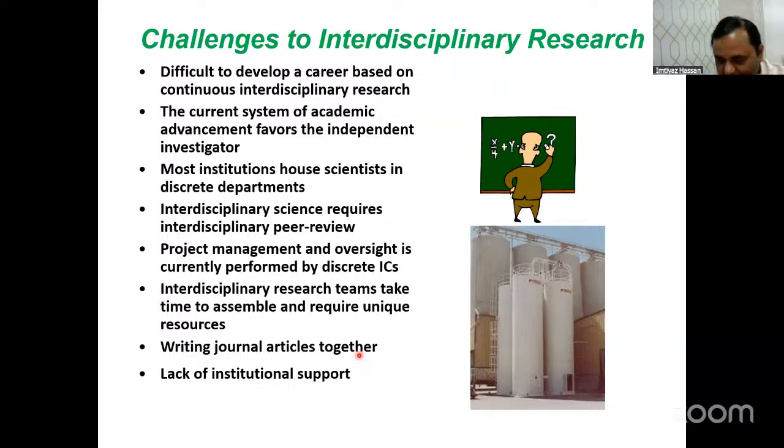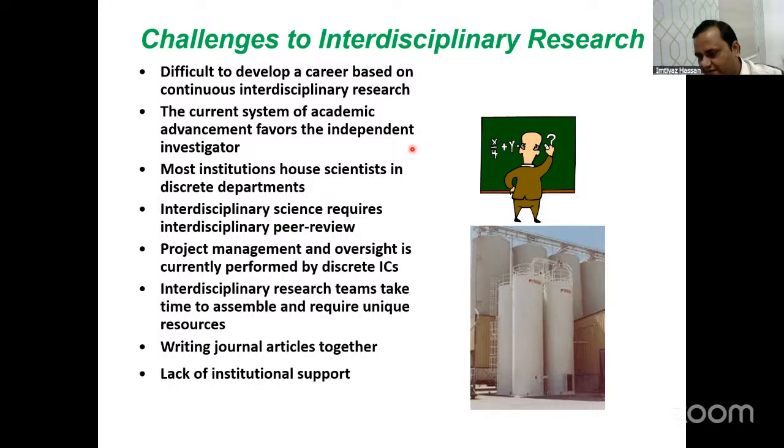Now, the next question: what are the challenges associated with interdisciplinary thinking? It is actually a very challenging subject. It is difficult to develop a career based on a continuously interdisciplinary nature, because if you go for a job, they will ask you which subject was your BSc, which subject was your MSc, and there you will get confused. For many jobs you will be barred from getting an application because you don't have an MSc in chemistry. Although you are a very good material scientist, you don't get the job because you don't have a degree in physics, like that. Then the current system of academic advancement favors the independent investigator.